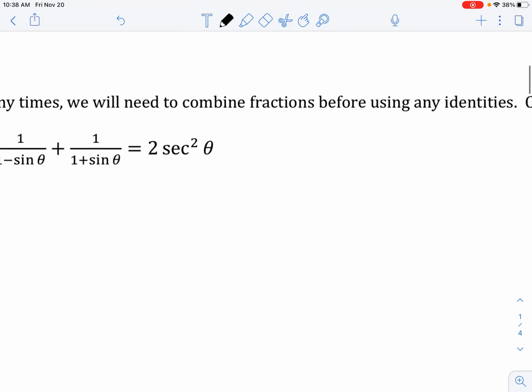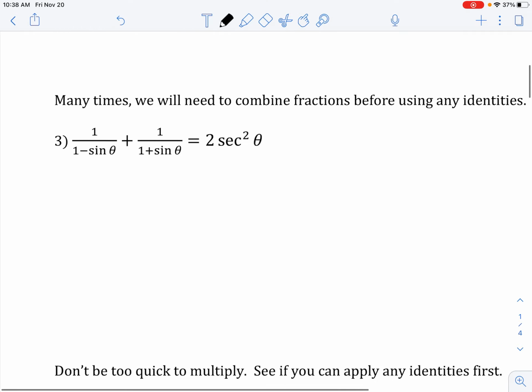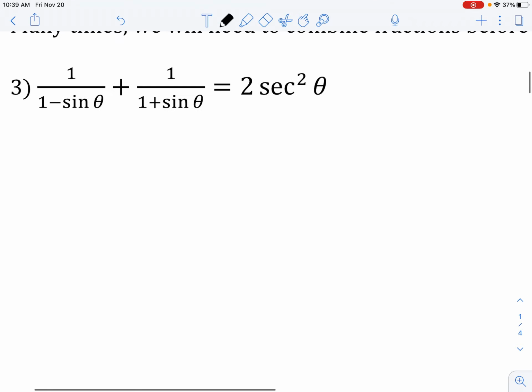Let's try something like number 3. Okay, so oftentimes when we see two fractions, one thing that we often want to do is to find a way to combine them before using identities, which again, you don't have to. I could go ahead and see if there are other identities I can apply before I add, but here it does look like I should probably multiply the top and bottom of each fraction by its conjugate so that I can have the same denominator.